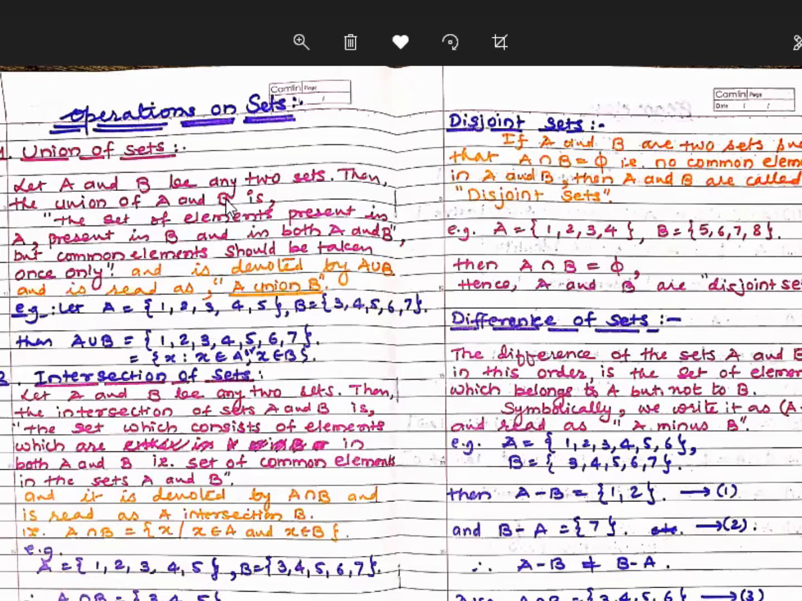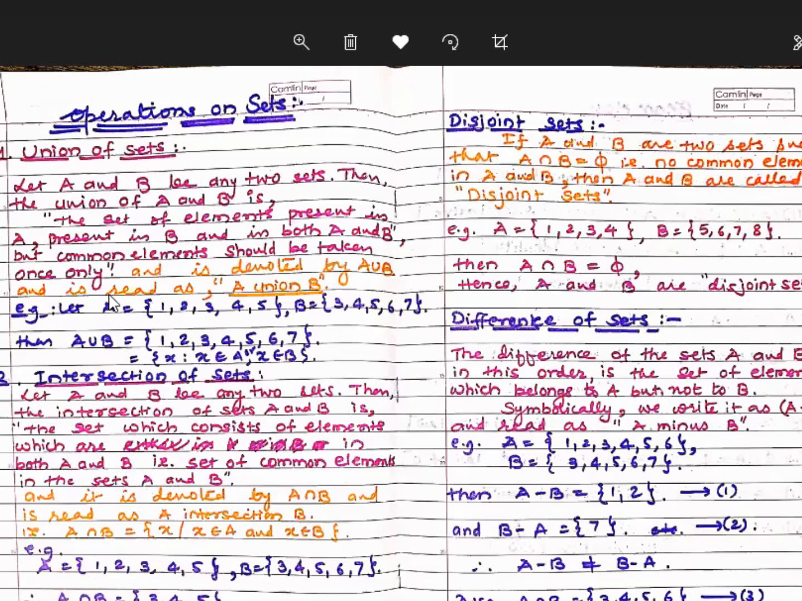Now let's go for the second operation. Operation number 2 is the intersection of two sets. Again consider two sets A and B. We can define the intersection of the sets A and B as the set which consists of the elements which are present in A as well as in B. That is what it says. It is a set of common elements in the sets A and B, right? Only the common elements.